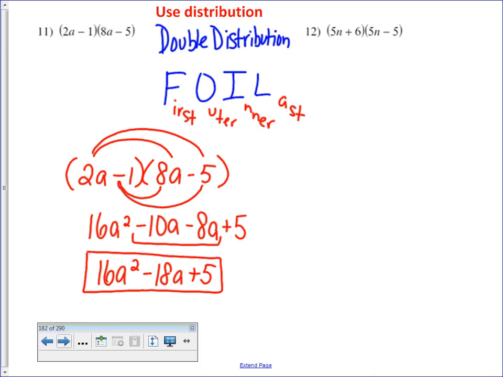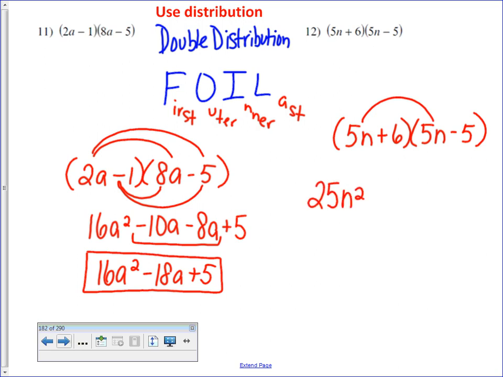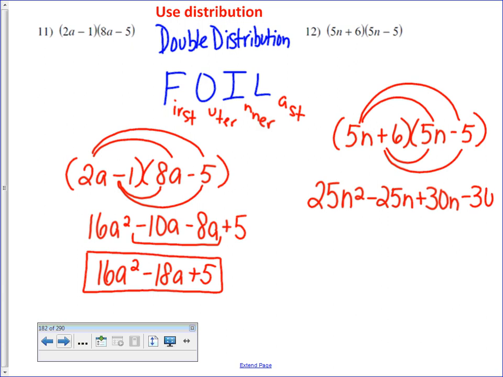Let's try the other one. 5n plus 6 times 5n minus 5. Let us use the double distribution. FOIL. First, 5n times 5n, 25n squared. Outer, 5n times negative 5, negative 25n. Inner, positive 6 times 5n is plus 30n. Last, positive 6 times a negative 5 is negative 30.